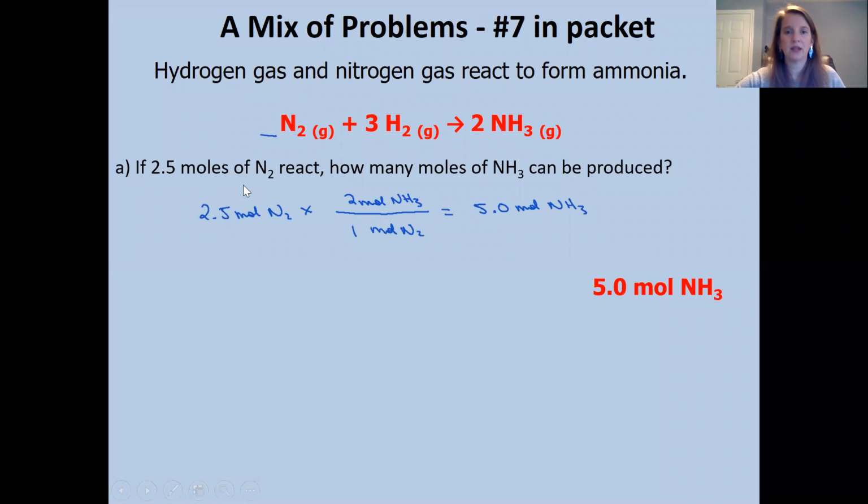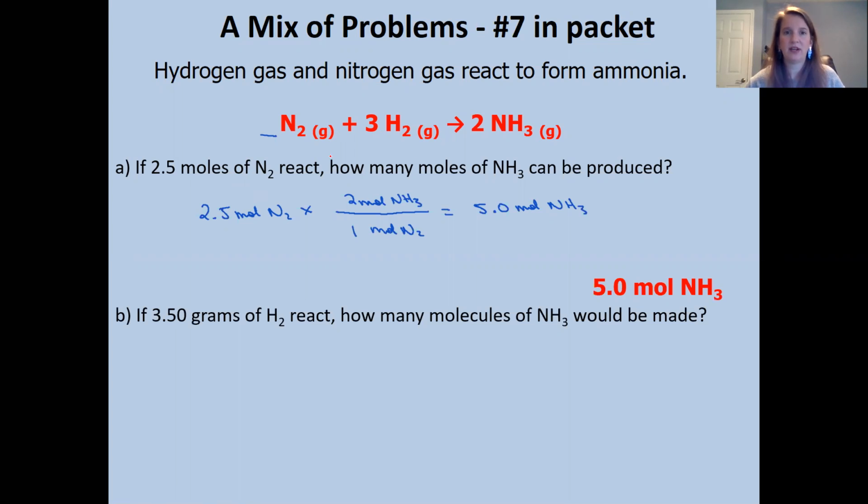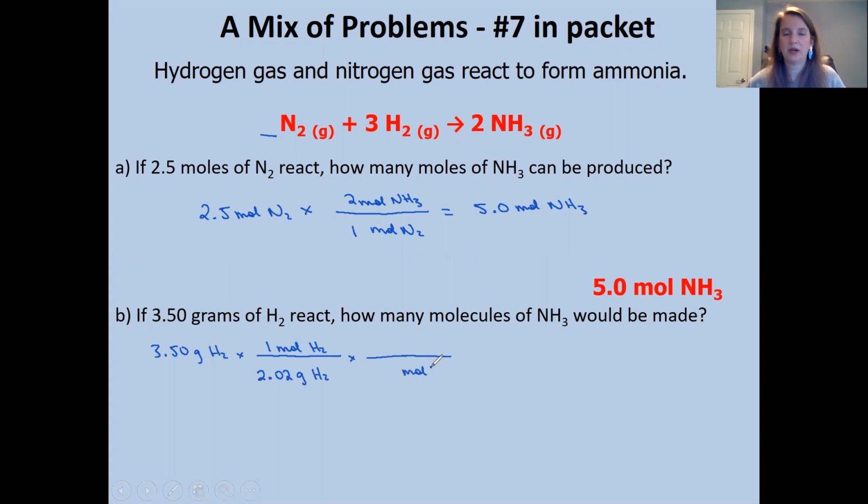Okay. And then letter B says, if 3.5 grams of hydrogen react, how many molecules of ammonia would be made? So I have 3.50 grams of hydrogen. I always start with my given. Now, whatever unit I start with, that unit has to come down here at the bottom. So I have to have grams of hydrogen down here. If I have grams, I use the molar mass from the periodic table. So that's 2.02. The molar mass is equal to 1 mole of hydrogen. I've got to get rid of the moles of hydrogen. So that means I have to have moles of hydrogen down here at the bottom.